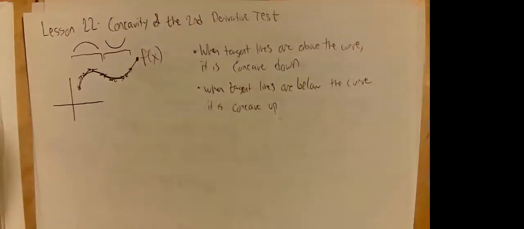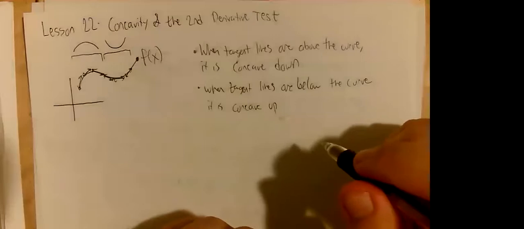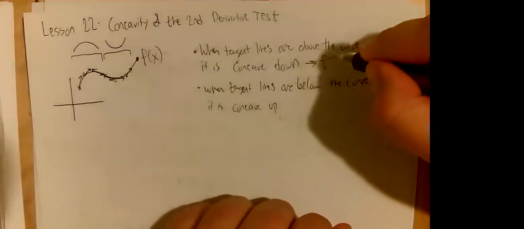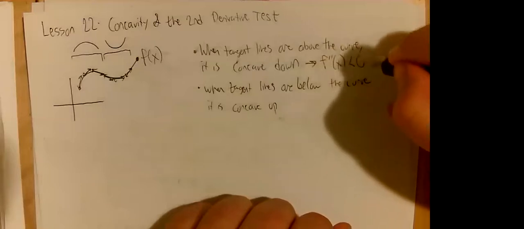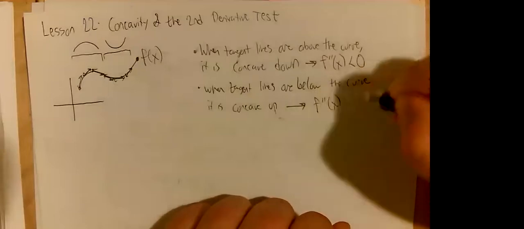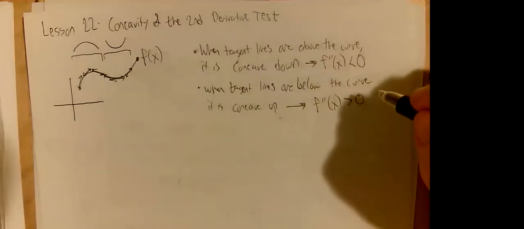All right, now how can we tell without graphing whether we're going to have something be concave up or concave down? Well, it turns out that we're going to be concave down whenever our second derivative is less than 0, and we're going to be concave up whenever our second derivative is greater than 0.